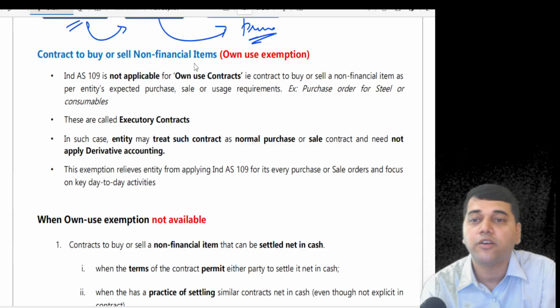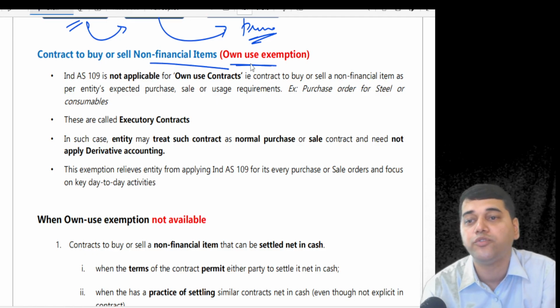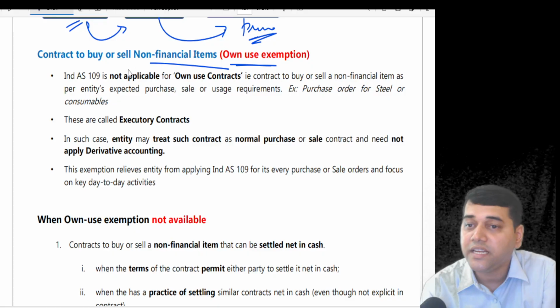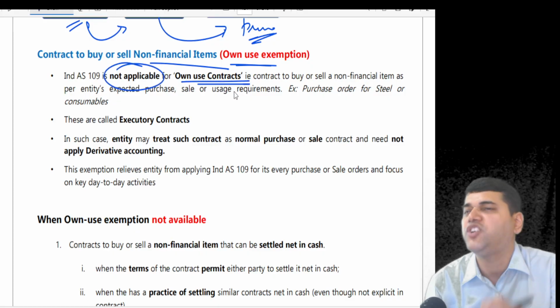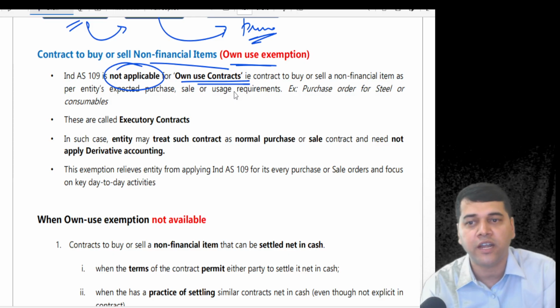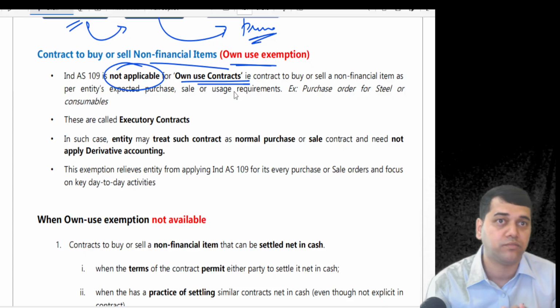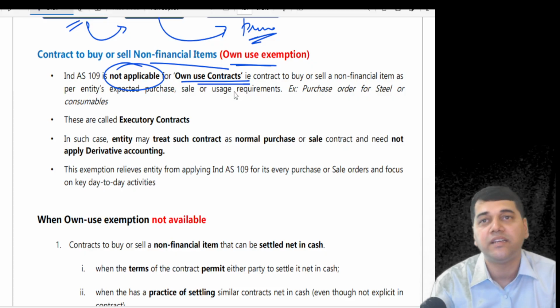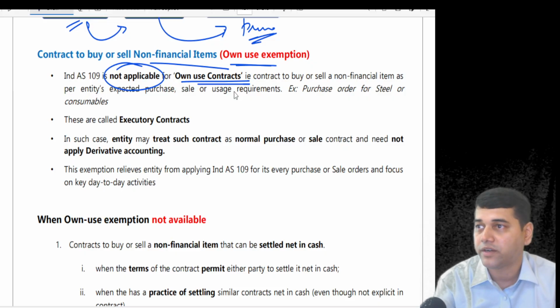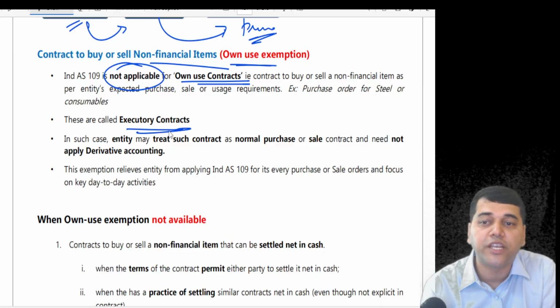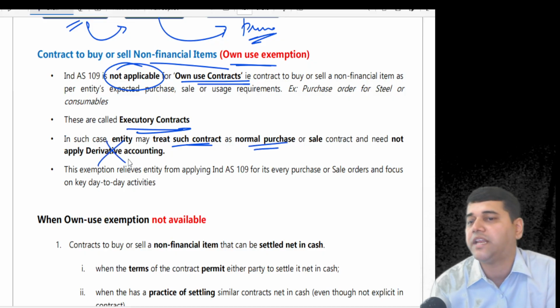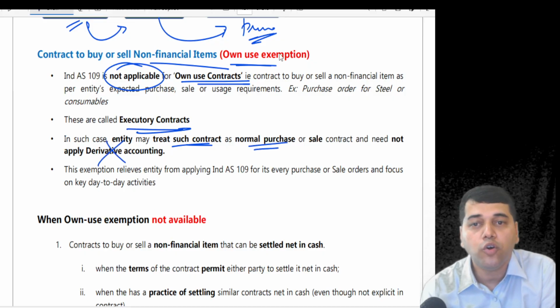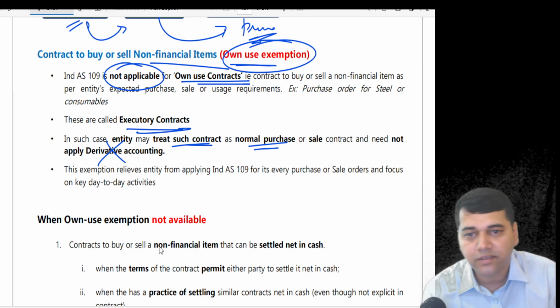Now, contract to buy or sell non-financial items, it's called own use exemption. It says that Ind AS 109 is not applicable to own use contracts. That is, if you have entered into any derivative contract, say a forward contract, for your own consumption, then don't pass any accounting entries calling it a derivative contract. It's called executory contracts. You can treat it as a normal purchase only and don't apply derivative accounting. This is called own use exemption. Okay, we'll discuss this later.